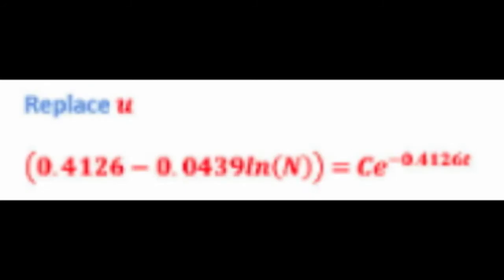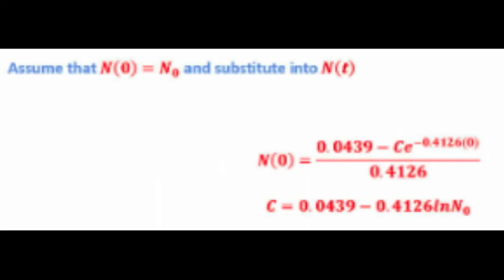Write as a power of e. Replace u. Find C. Assume that N of 0 equals N naught and substitute into N of t. And this is the final answer.